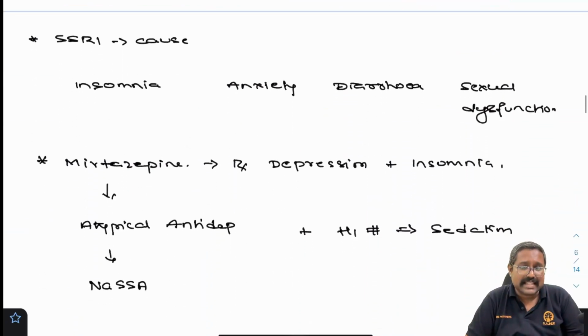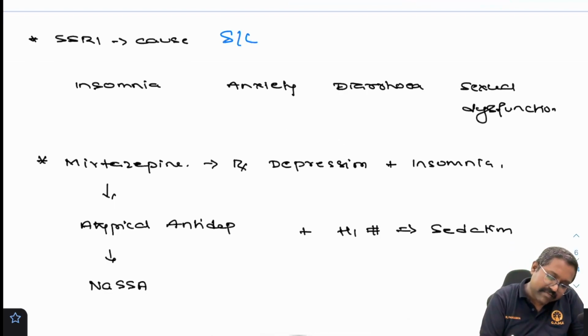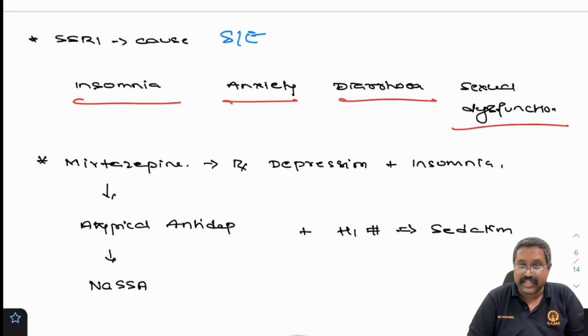So next, coming to the SSRI, selective serotonin reuptake inhibitor. The side effects are that it can lead to insomnia, difficulty in sleeping, it can create anxiety, it can lead to diarrhea and sexual dysfunction.